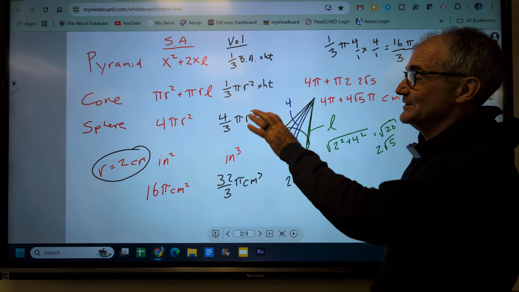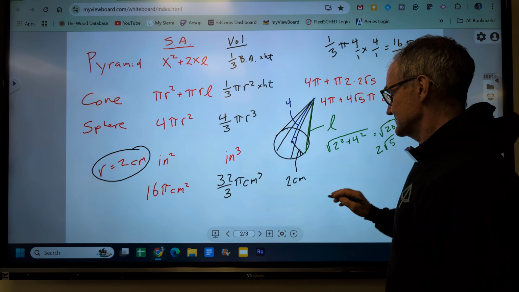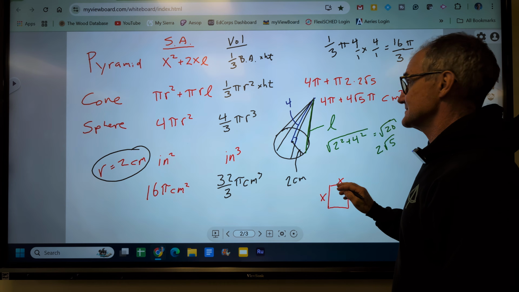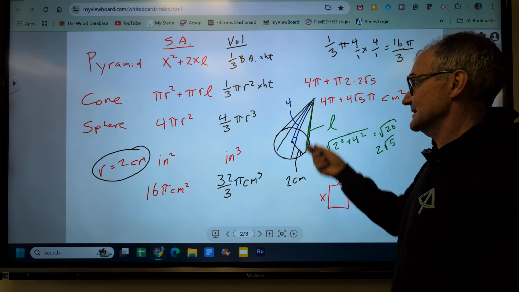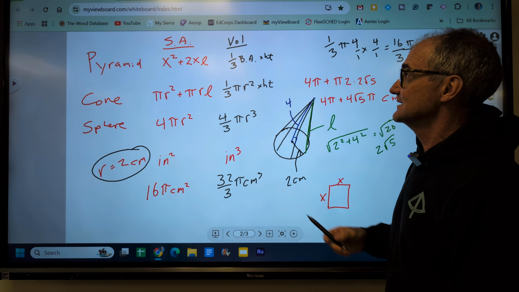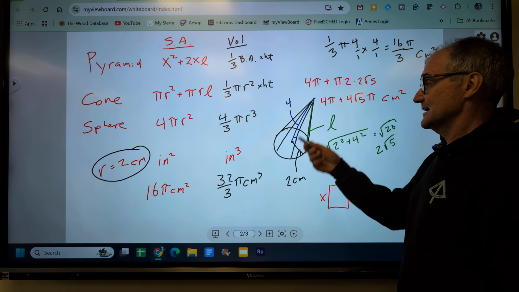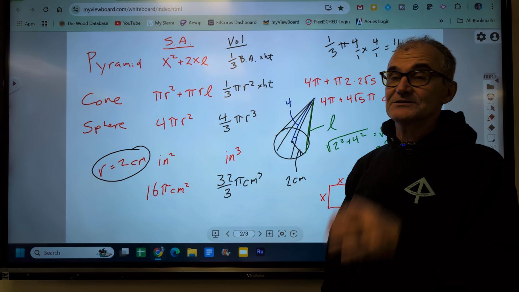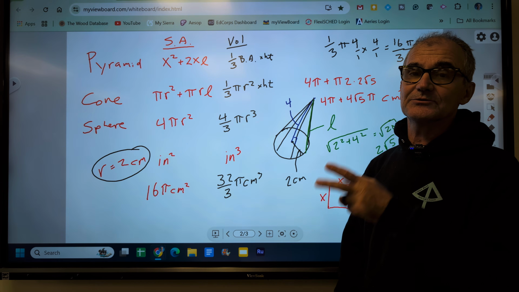Okay, again, the pyramid is very similar. The base area is not the area of a circle. You're just going to find the area of that square, which will be x times x. And then you're going to do 2 times that slant height. Might have to do a little Pythagorean theorem to find it if you're not given it. And then the volume is 1/3 this base area times the height. So that's how you find volume and surface area of 3 solids, the pyramid, the cone, and the sphere.